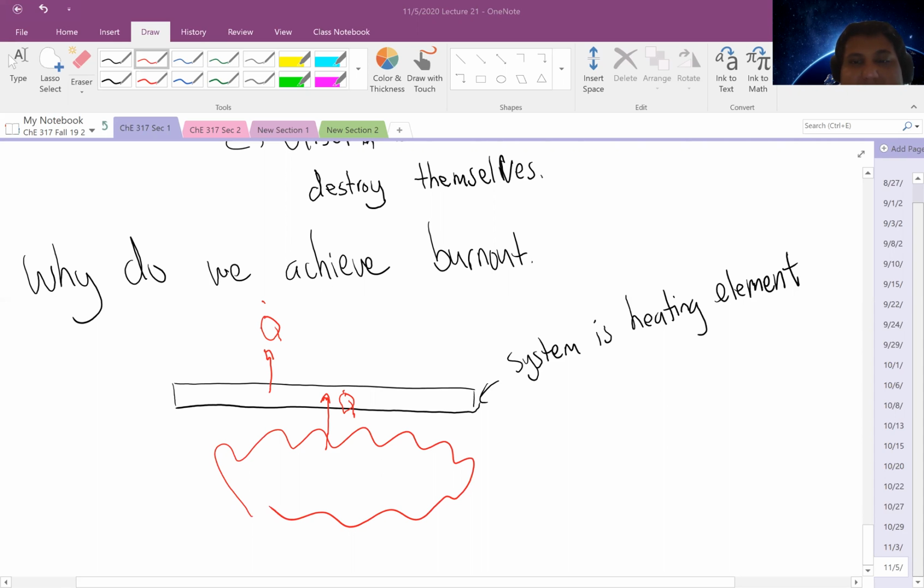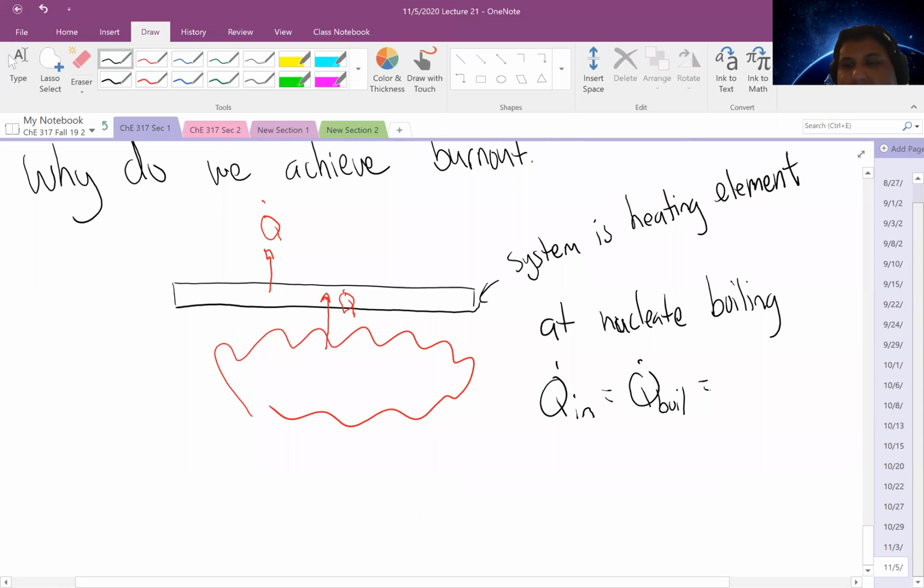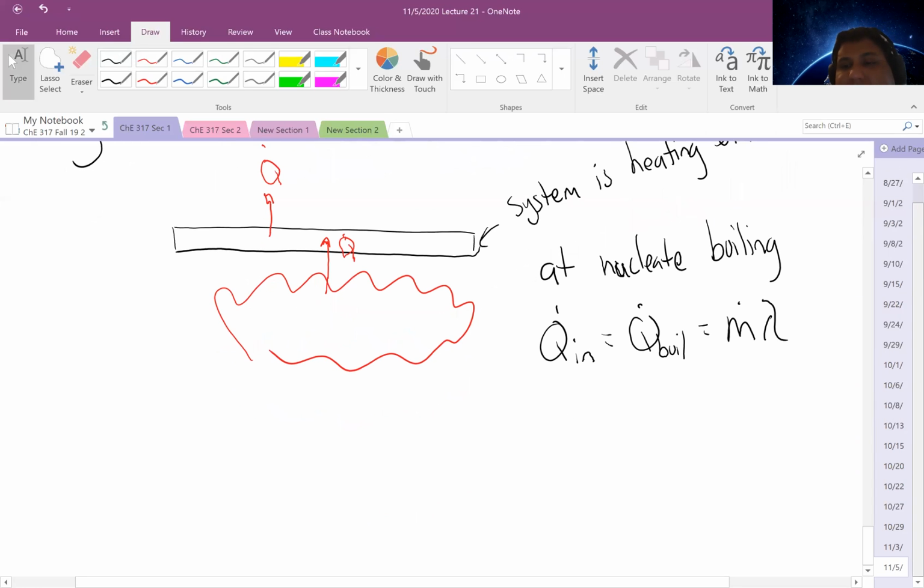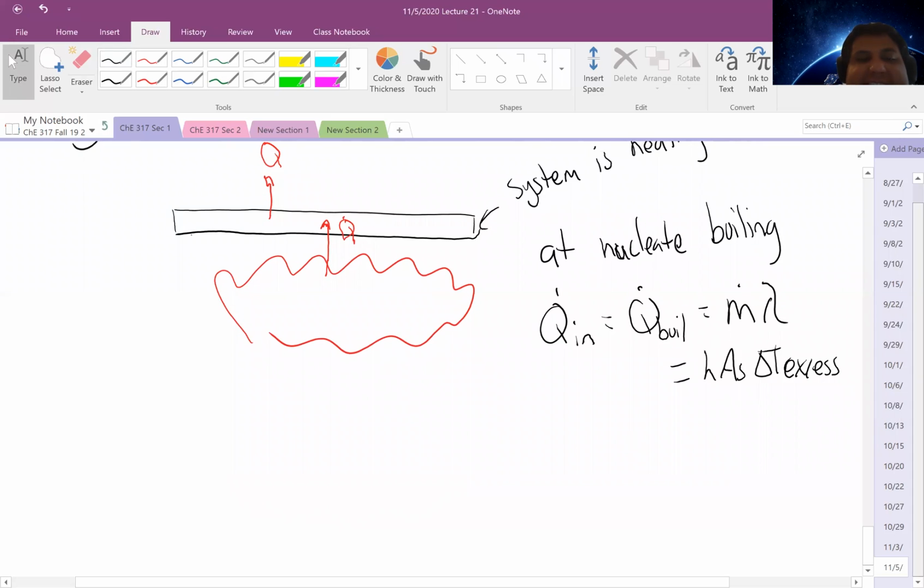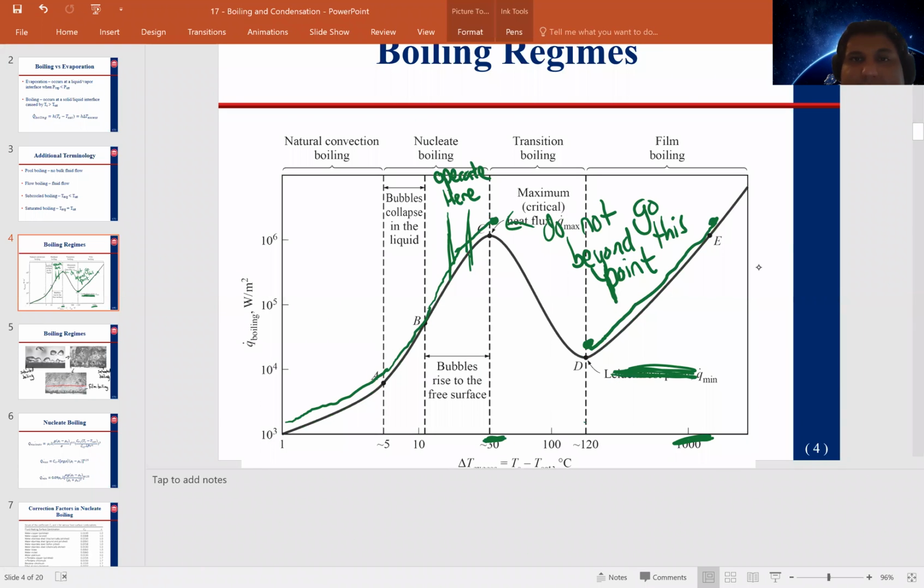Let me make sure that I'm actually on the notes. Okay, I am. Now, at nucleate boiling, Q in is equal to Q boiling, which for right now is m lambda, where lambda is the enthalpy of vaporization. And it's also h A delta T excess. And so T sat is not changing. The T surface is getting hot as a function of where that driving force is. And keeping in mind, going back to the system, as this boiling continues, I can clean up this, actually, hold on, pen mode.